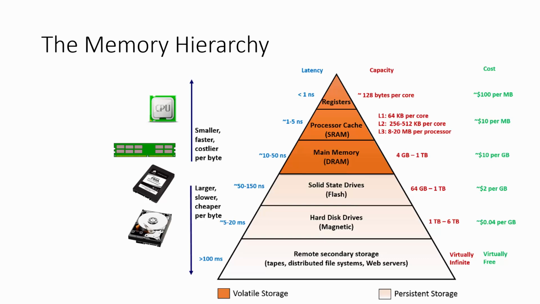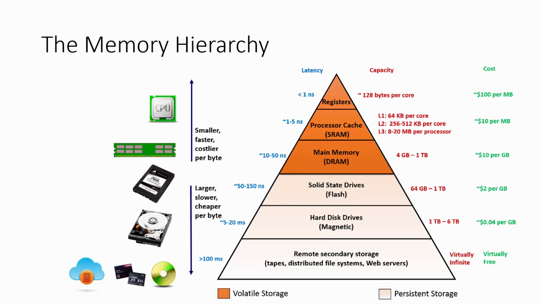Magnetic hard drives are among the cheapest online storage systems, but they suffer from much higher access latencies in the order of milliseconds. Their capacities are much higher though. You can find hard disks of at least 1 terabyte or more. 6 terabytes are not uncommon these days, and they are much cheaper than all other online storage technologies. Their cost is virtually 4 cents or less per gigabyte.